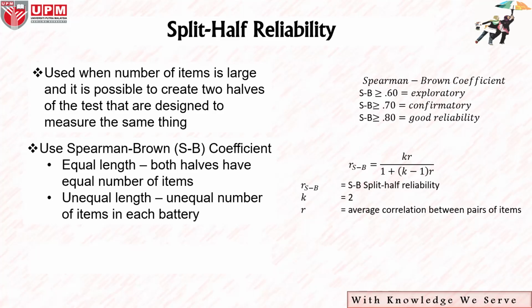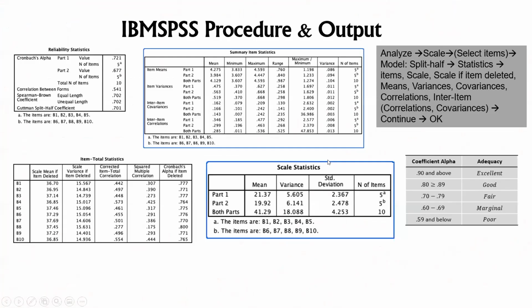And then dia ada lagi satu, unequal length. For example, you have an instrument dengan nombor ganjil, 61 for example. If you divide into two, then one portion has 31, another portion will have 30. Unequal length. Okay, this is the manual calculation, tapi tak apa.